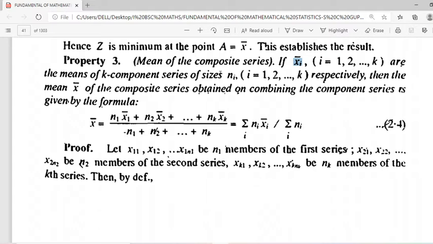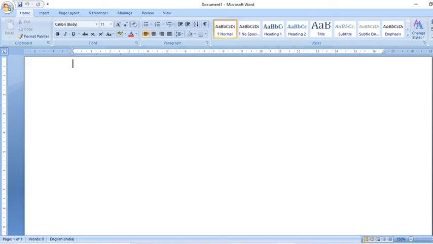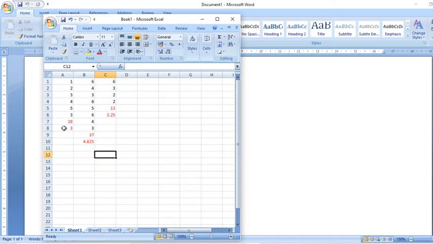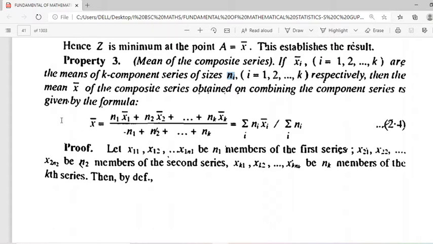Here we are considering k number of series, and the number of observations in each series is denoted by n1. So in our example, n1 equal to 6, n2 equal to 8, n3 equal to 4. So there are ni observations in each series. Then the mean of the composite series is obtained by combining the component series using this formula.